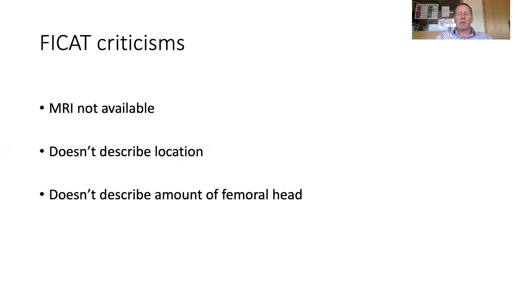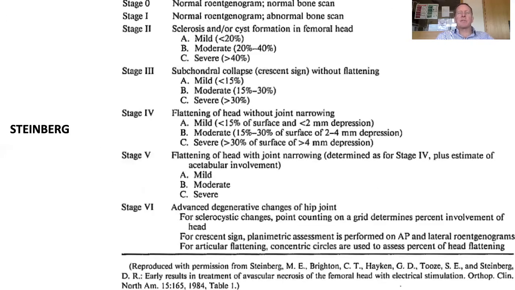So FECAT, whilst original, and we all come back to it always, got to bear in mind all the time that it just doesn't describe the location, and it doesn't describe the amount of femoral head, and so is limited in clinical practice value. So there are some other classification systems, and you might want to remember the labels. I wouldn't ever expect you to remember the detail, but perhaps the label and what they refer to.